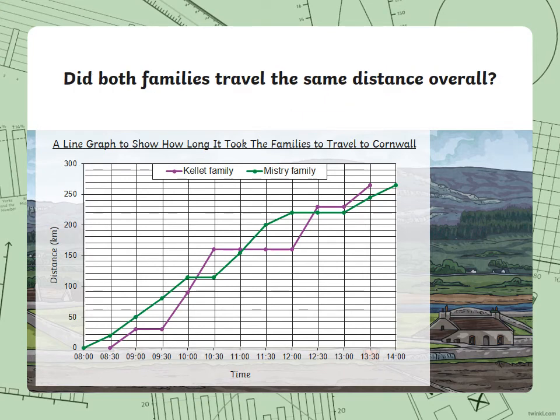So the final question we're going to have a look at for this graph is, did both families travel the same distance overall? Pause the video while you check. If we look carefully at the y-axis, which shows the distance the families have travelled, for both families it starts at 0. They haven't travelled any distance. And then for both families it ends at the same point, which is 265 kilometres. So yes, they have both travelled the same distance, but it took them different times.